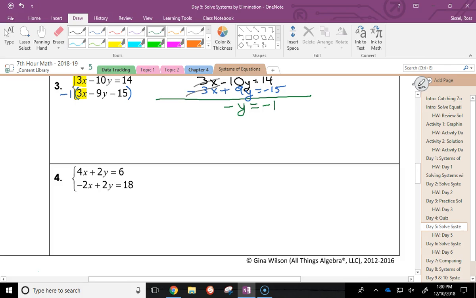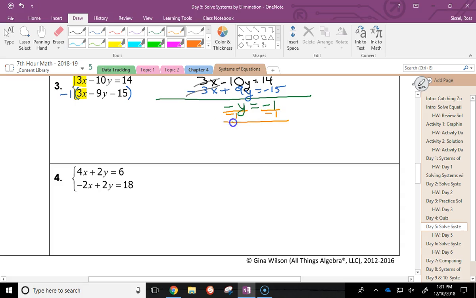You divide by what? Negative 1. Good. You can say, guys, it really doesn't matter. You can say I'm going to divide by negative 1. I think that's what Miss Majors loves doing. I always say times by negative 1. But it's not going to make a difference.